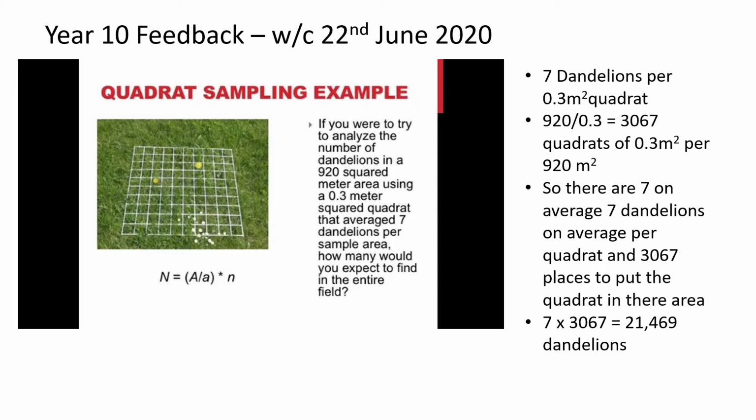Now, the work that you've done is really good, and I think for a lot of you, you've understood the purpose of a quadrat and what it's for, and that placing it on the ground and counting the number of a specific species within that defined area obviously allows you to estimate the number of that species within a wider area.